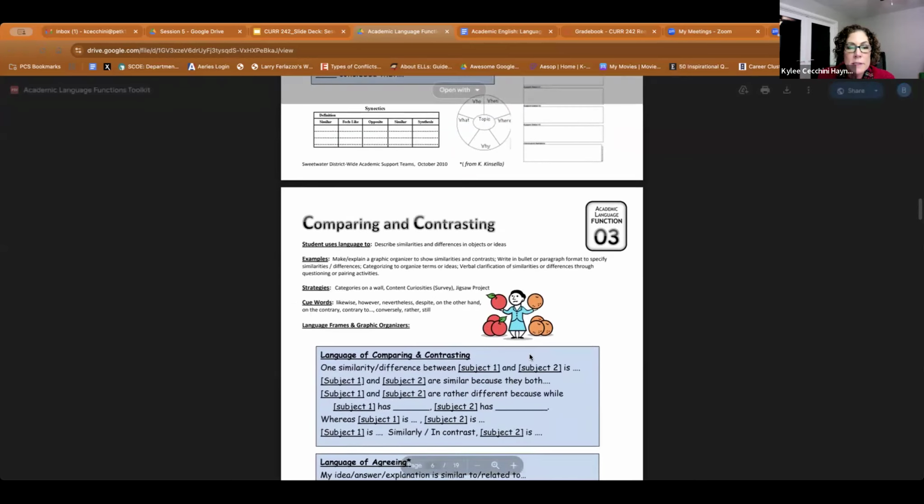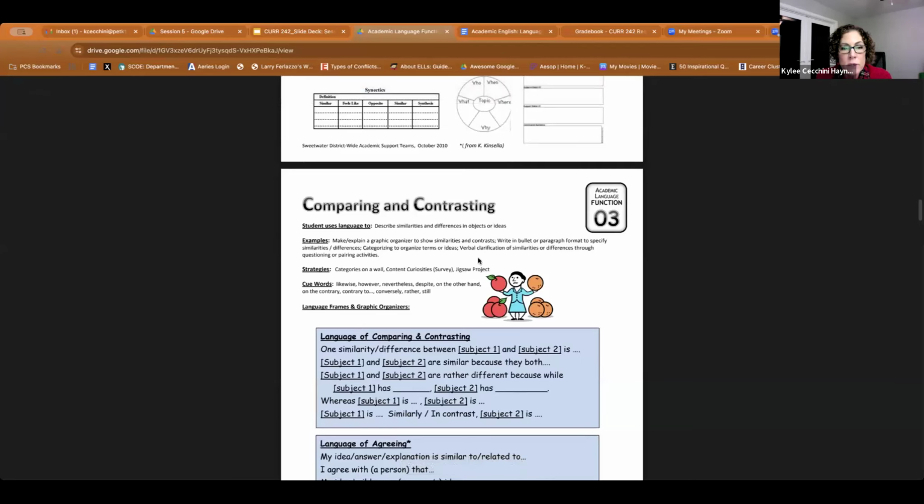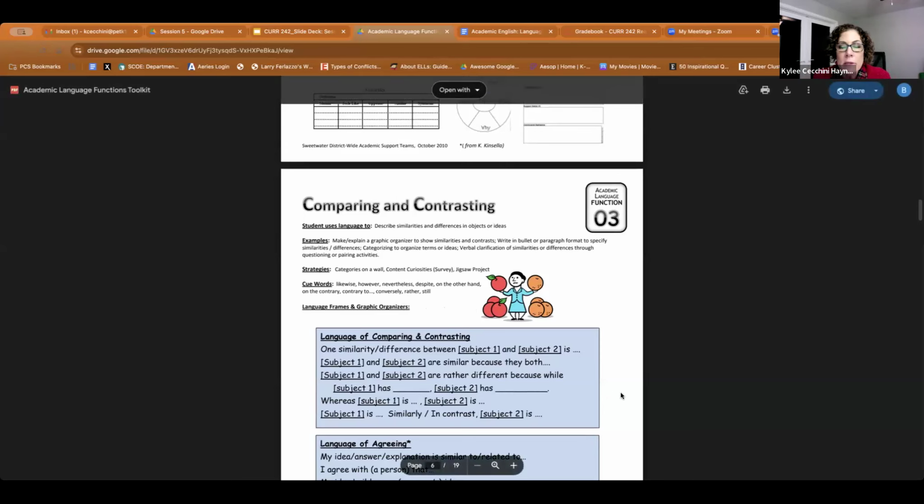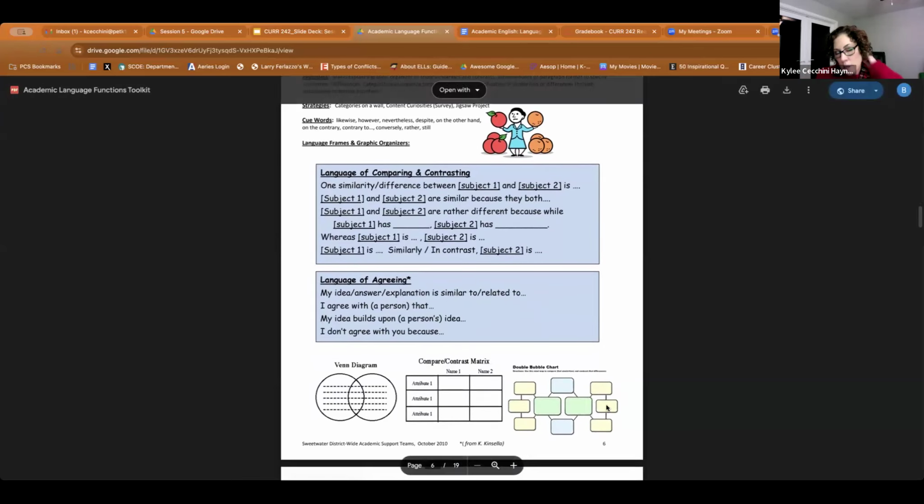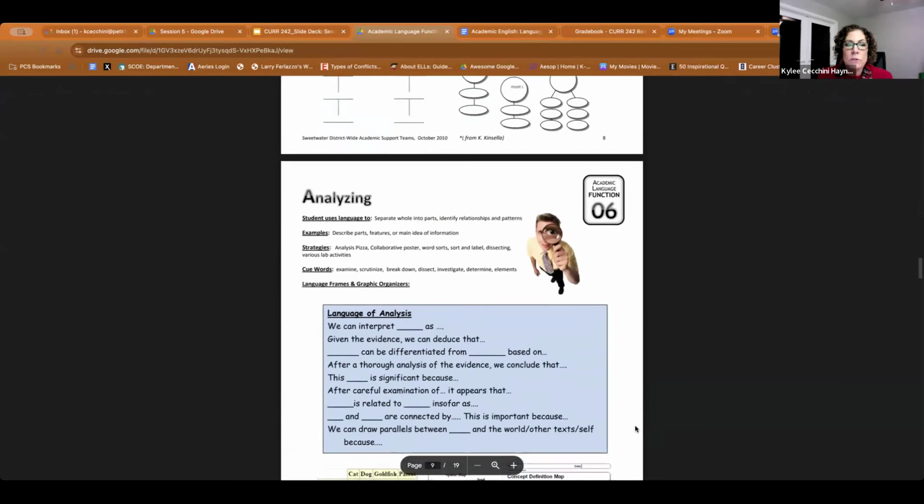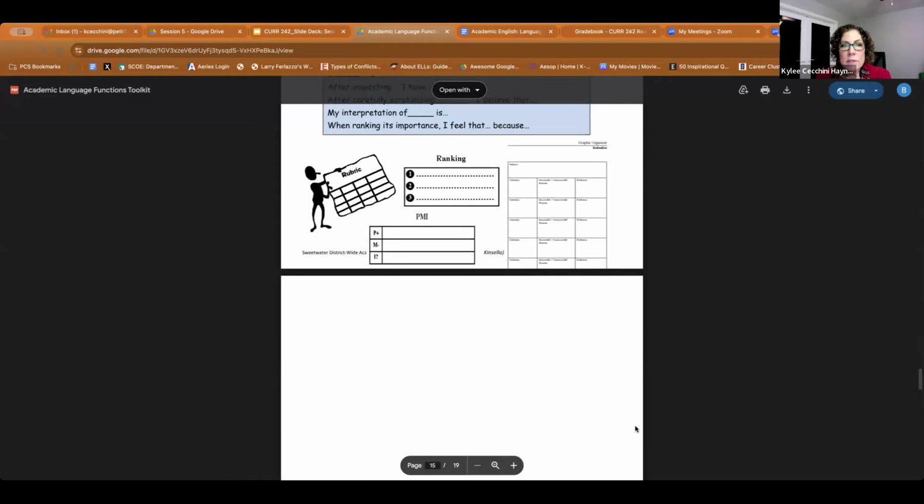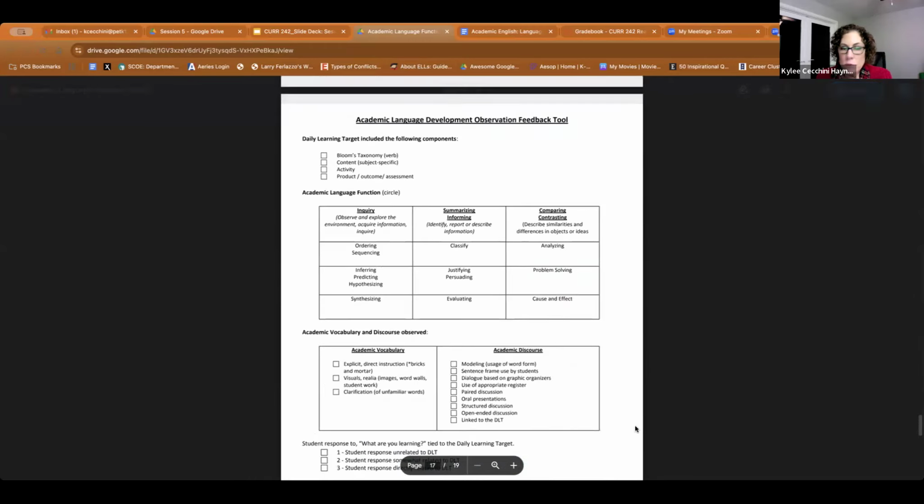Here's comparing and contrasting. Same thing. It gives you examples of what students might do in comparing and contrasting, and then some cue words they might be using, some vocabulary you might be introducing to help support them, like "conversely" or "despite" or "on the other hand," and then giving them sentence frames and graphic organizers. So anyway, sequencing and ordering, and so it goes all the way through. Forgive me, I'm going to go quickly because I want to show you something at the end here also. So, cause and effect.